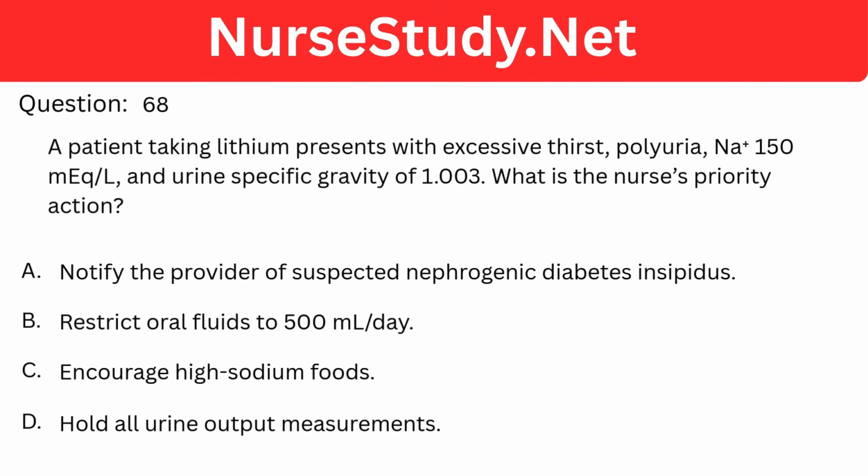Question 68. A patient taking lithium presents with excessive thirst, polyuria, sodium 150 milliequivalents per liter, and urine specific gravity of 1.003. What is the nurse's priority action? A. Notify the provider of suspected nephrogenic diabetes insipidus. B. Restrict oral fluids to 500 milliliters per day. C. Encourage high sodium foods. D. Hold all urine output measurements.